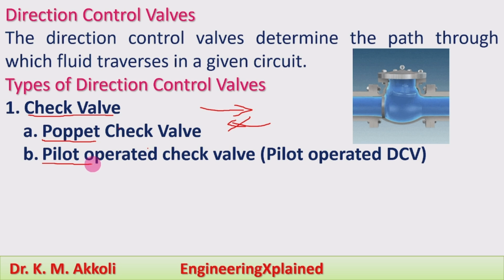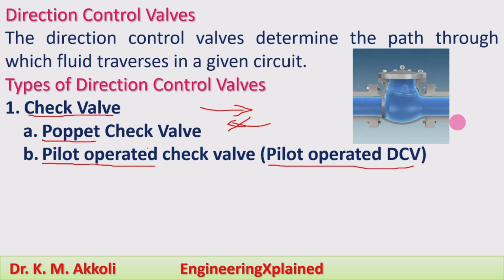Pilot operated means another fluid is used to operate the valve in order to control the direction. That other fluid line decides whether there is complete full flow, partial flow, or completely closed. That is called a pilot operated direction control valve.